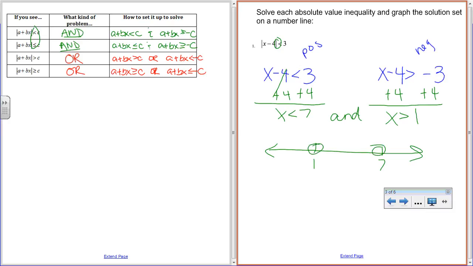Open circles, and I need to be greater than 1, less than 7, so our shading is in between.